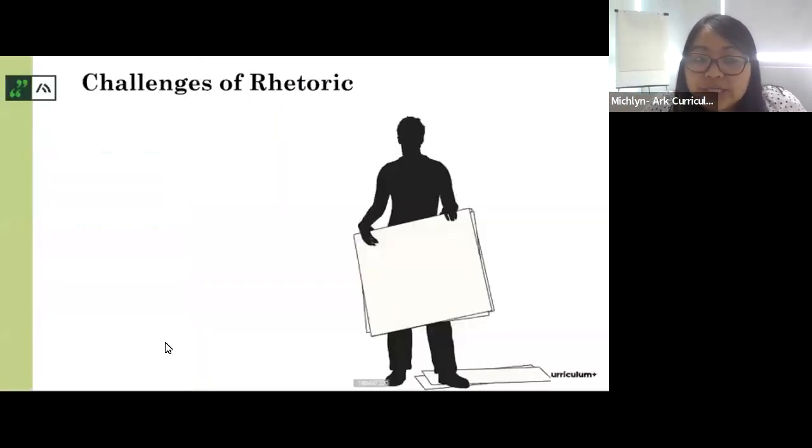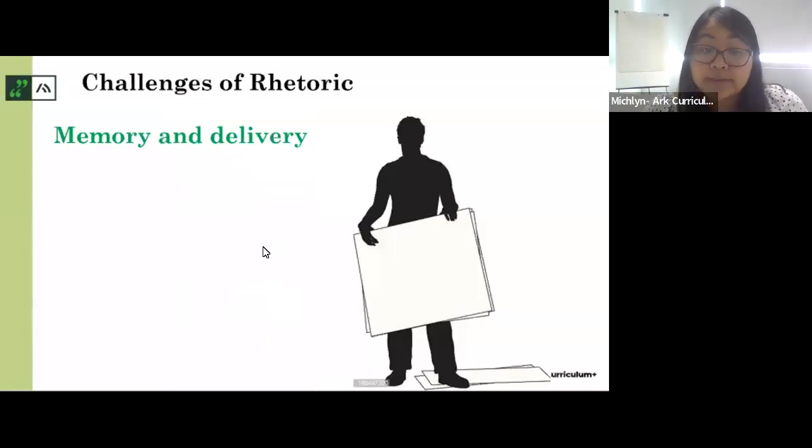And then the next challenge is that students are really not confident in memorizing their speech or their content, and also the delivery of it. I can see Michaela's put down confidence to deliver. Absolutely, students often rely too heavily on their notes and read out their speech rather than performing a speech with techniques for impact.